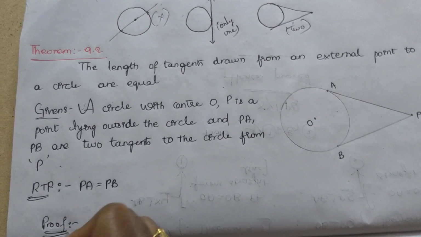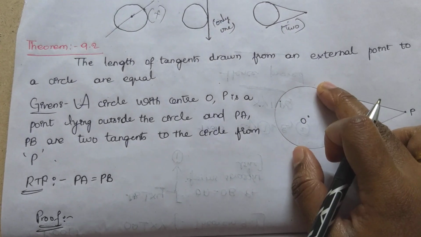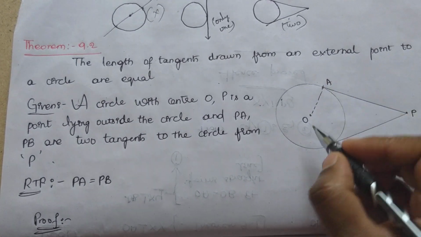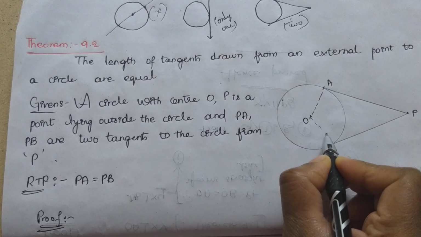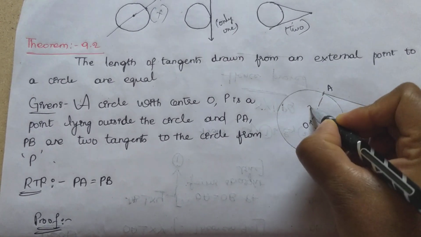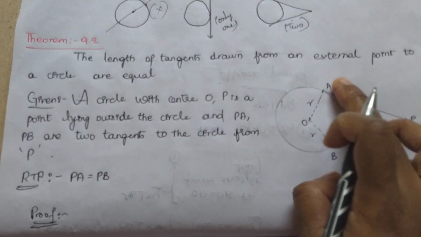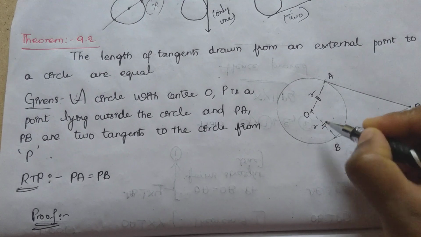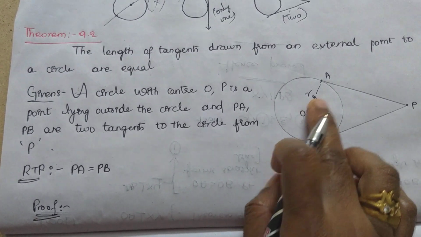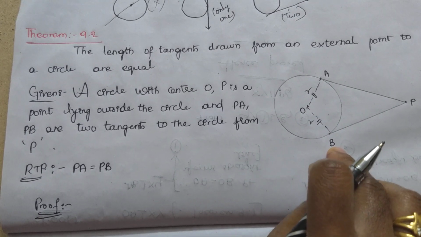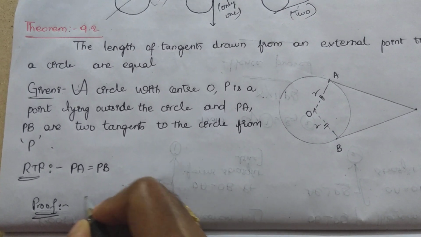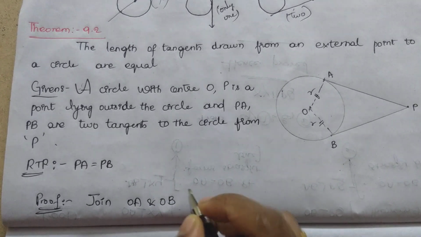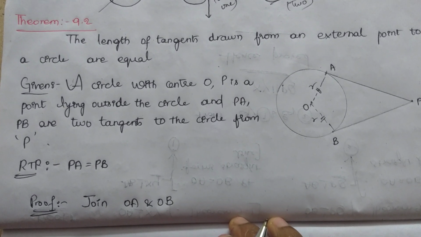First, from the center O to A, it's nothing but the radius. So let me join OA, and from O to B is also radius. This is also radius, this is also radius. So OA equals OB because the radius remains the same for all the points. From O to A and from O to B, the radius is the same. So join OA and OB.